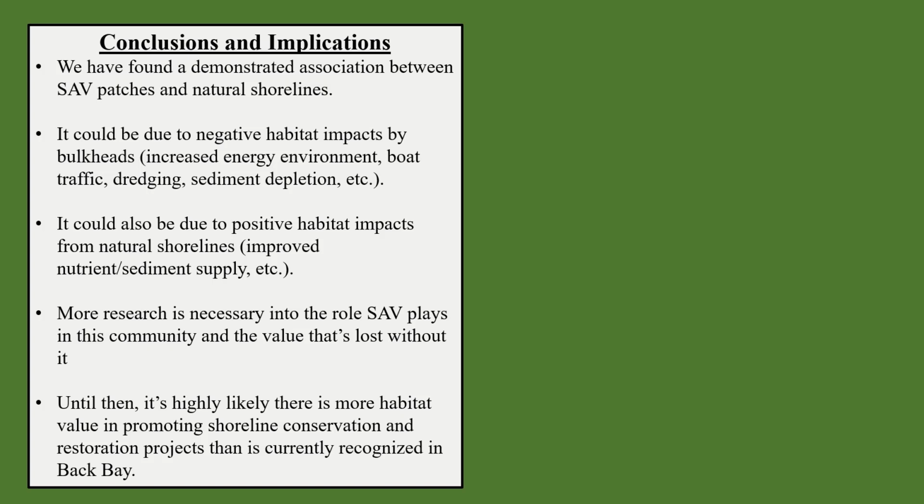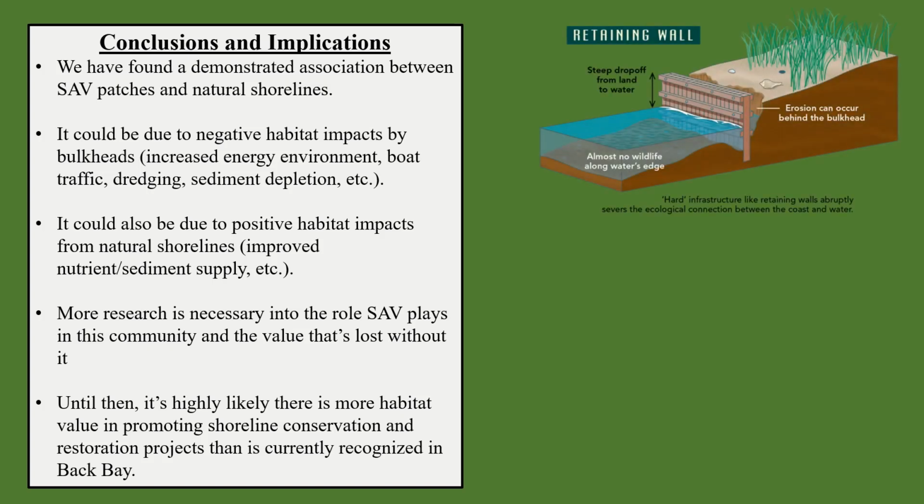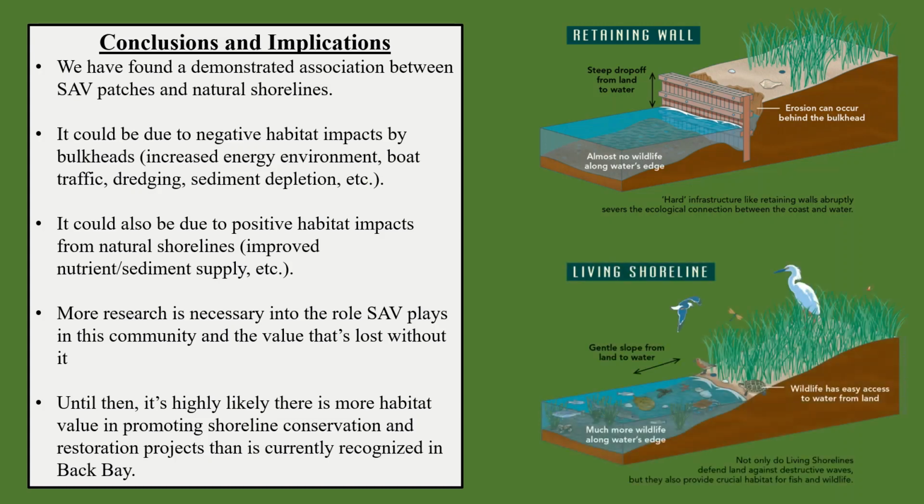This association could be due to the negative impacts of bulkheads through increased wave energy, sediment depletion, boat traffic, and dredging, or it could be associated with the positive impacts of natural shorelines through improved sediment and nutrient supply. Likely it's some combination of the two, but more research is necessary to understand the impact of bulkheads, the role of SAV in this community, and the habitat consequences of losing the SAV.